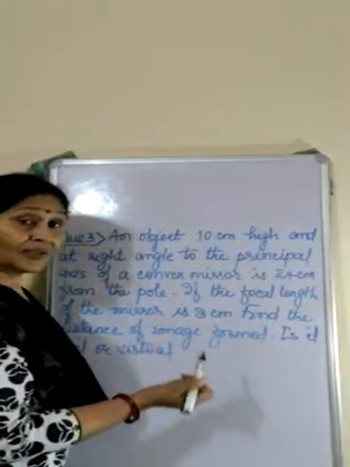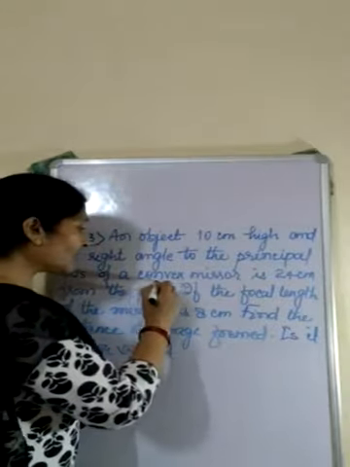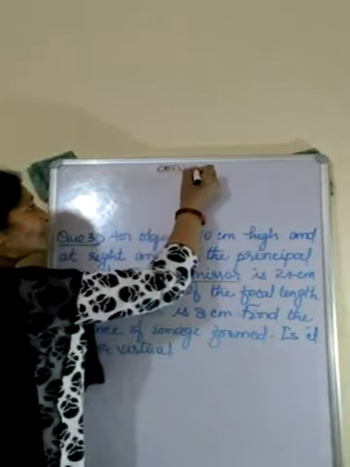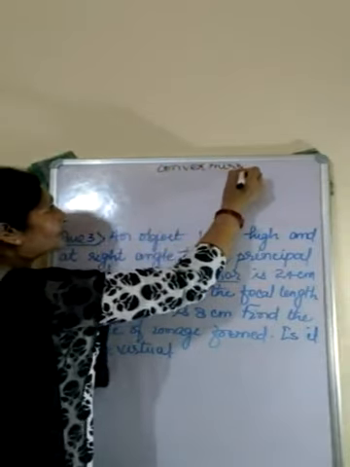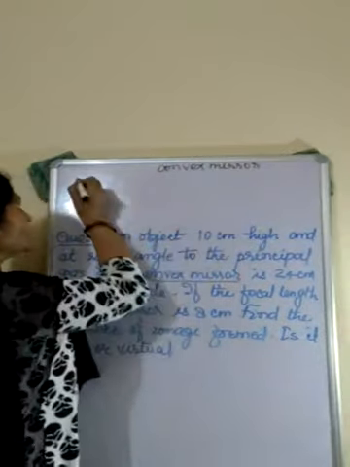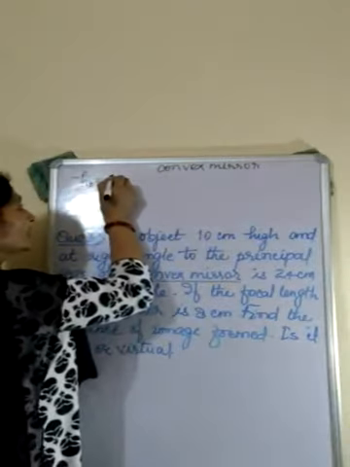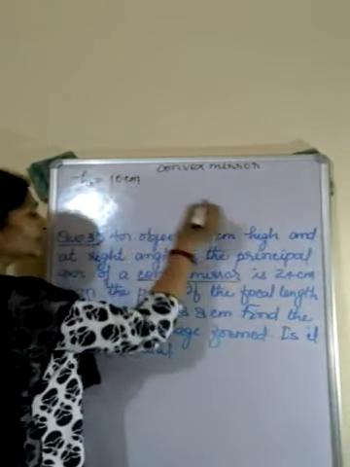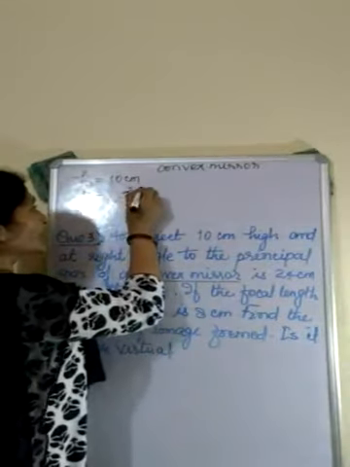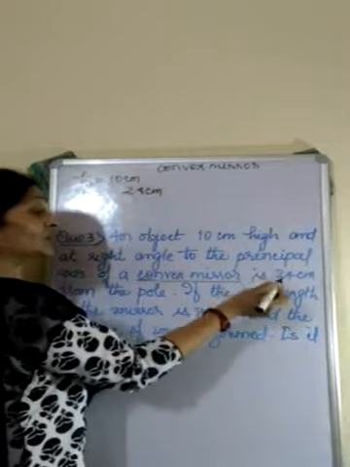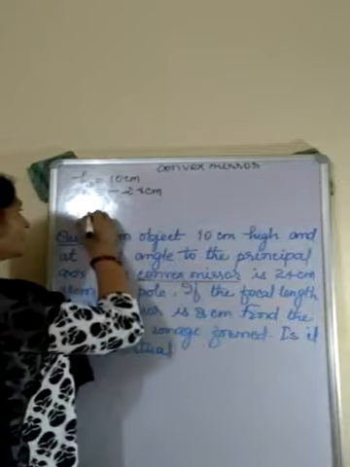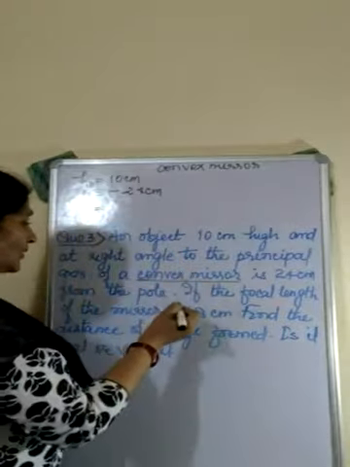Now what is given here? First you have to write convex mirror is given here. Convex mirror. Now height of the object is 10 centimeter. It is always positive. Object distance is 24 centimeter. This is also always negative. Focal length is equal to 8 centimeter.